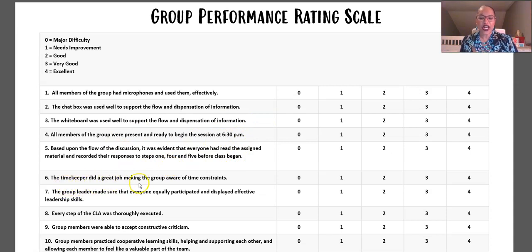The timekeeper did a great job making the group aware of time constraints. Everybody keys in their response. The group leader made sure that everyone equally participated and displayed effective leadership skills. Everybody puts in their honest opinion. Every step of the CLA was thoroughly executed. CLA in my class stands for Cooperative Learning Activity, so that's what that is. Group members were able to accept constructive criticism. Sometimes they can't, so they're going to rate that. Group members practice cooperative learning skills, helping and supporting each other, and allowing each member to feel like a valuable part of the team. They put that in there, okay?